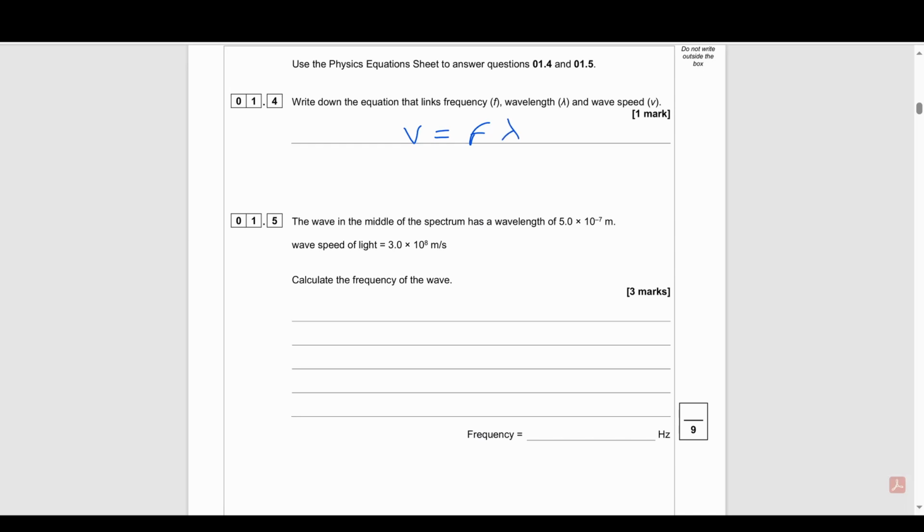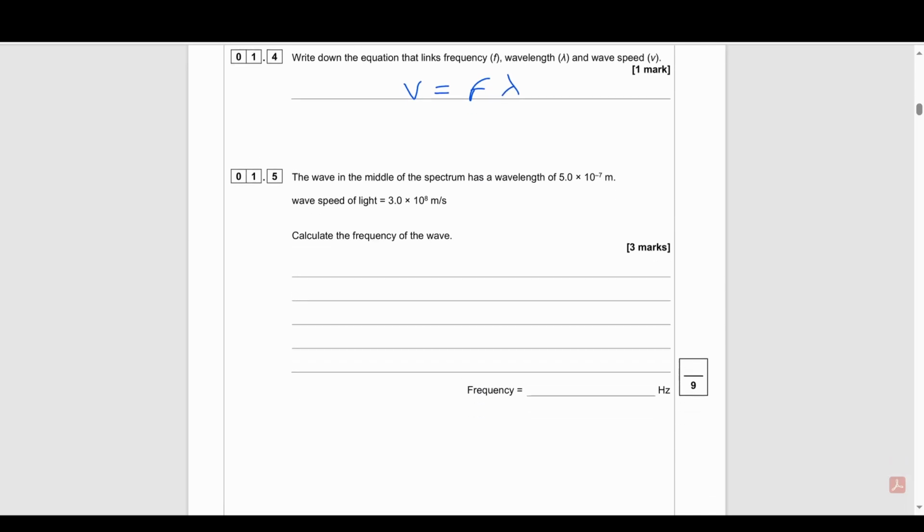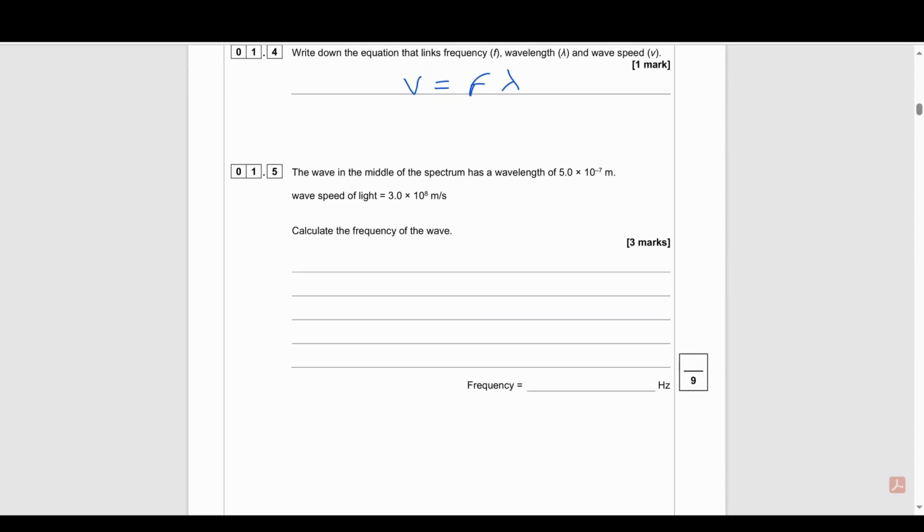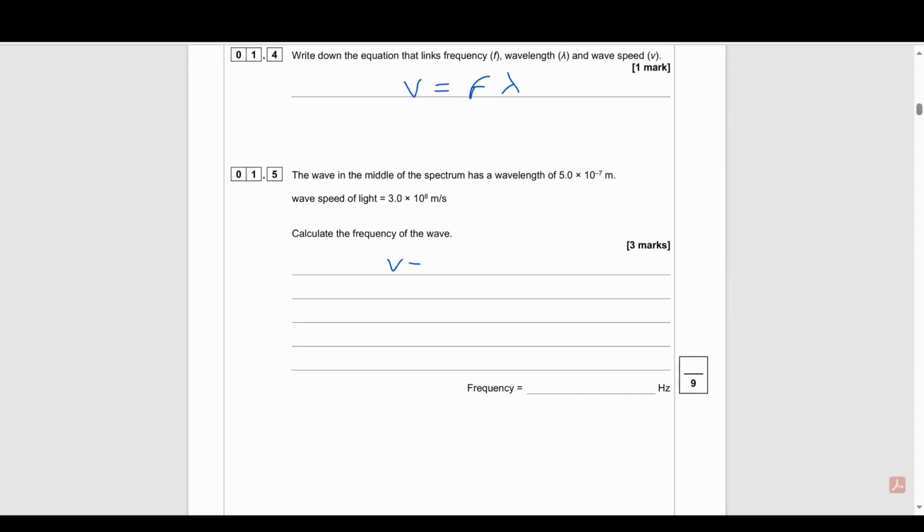1.5. The wave in the middle of the spectrum has a wavelength of 5 times 10 to the power minus 7 meters. The wave speed of light is 3 times 10 to the power 8. Calculate the frequency of the wave. So, using the equation, which you can just state again. In the question, we're given the wavelength, 5 times 10 to the power minus 7. So we can state that first. And then we're given the wave speed, so 3 times 10 to the power 8. And then we need to find the frequency.